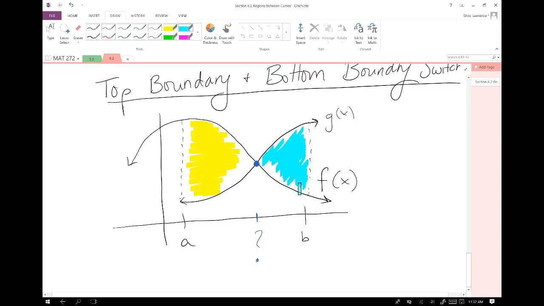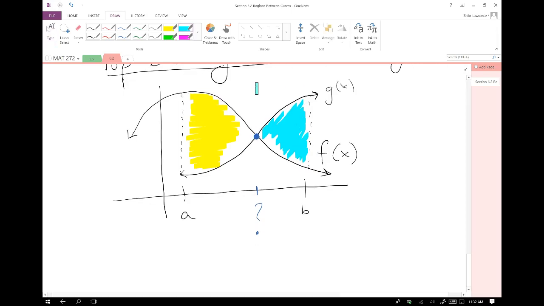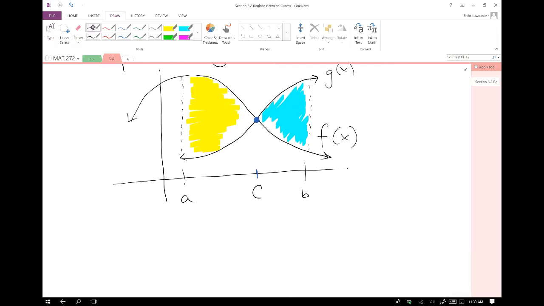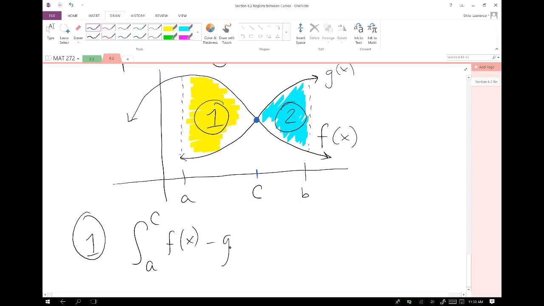And we don't want that. We want all of the area between these two functions. So if we want all of the area, we're going to have to split this into two pieces. So I'm just going to give this question mark some random label here. Let's just call it c. I know it's not alphabetical order, but we're going to call this region number 1 and region number 2. So for region number 1, we're going to have to integrate from a to c, because from a to c, f of x is on top and g of x is on bottom.